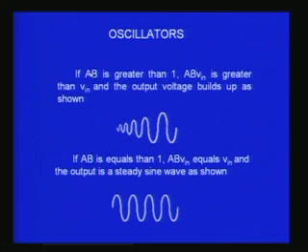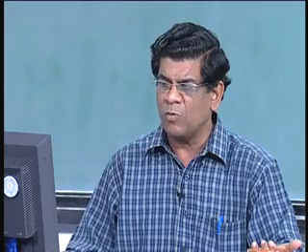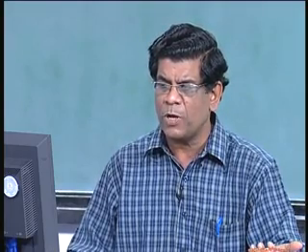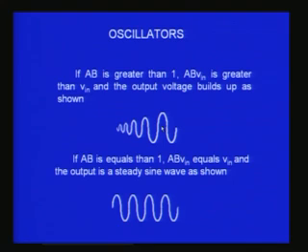If the A beta value is greater than 1, then A beta V in is greater than V in, and therefore the output voltage keeps on building up. When you give feedback, a larger portion comes through the feedback, so it increases the input voltage, and therefore the output will increase still further because it is just an amplifier. So the sinusoidal voltage which starts with a small amplitude will start building up. This also is not a very desirable feature. The previous one, where the amplitude decreases, is also not what we want.